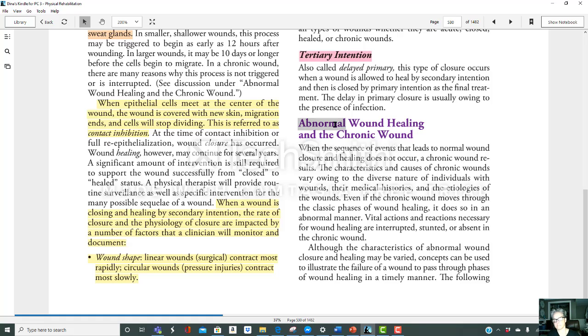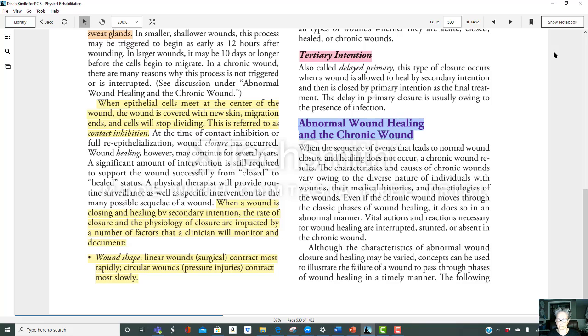A chronic wound results. The characteristics and causes of chronic wounds vary owing to the diverse nature of individuals with wounds, their medical histories, and the etiologies of the wounds. Even if the chronic wound moves through the classic phases of wound healing, it does so in an abnormal manner. Vital actions and reactions necessary for wound healing are interrupted, stunted, or absent in the chronic wound. Although the characteristics of abnormal wound closure and healing may be varied, concepts can be used to illustrate the failure of a wound to pass through phases of wound healing in a timely manner.